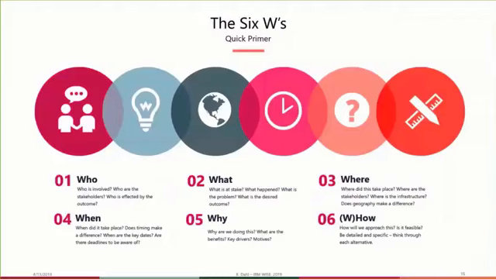Does timing matter? Are there key dates? Are there deadlines that we need to be aware of? And why are we doing this? Ask yourself that. Make sure you're solving the right problem.